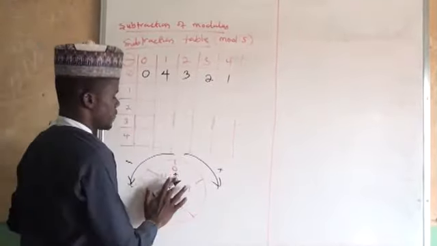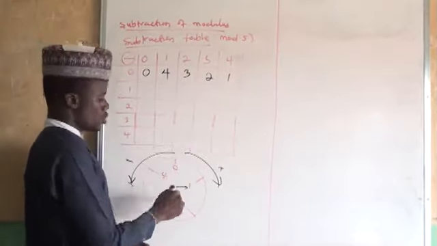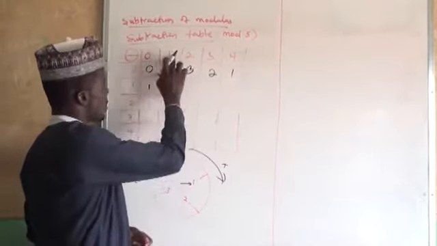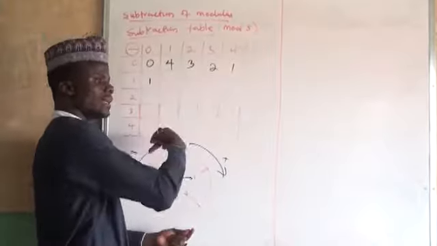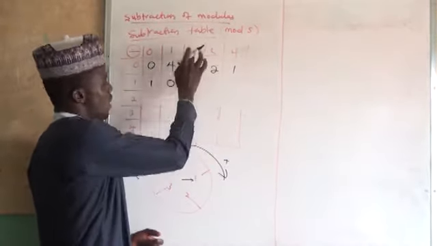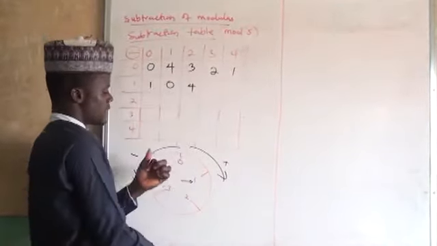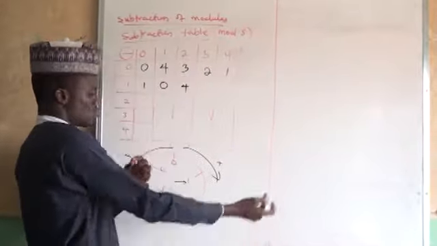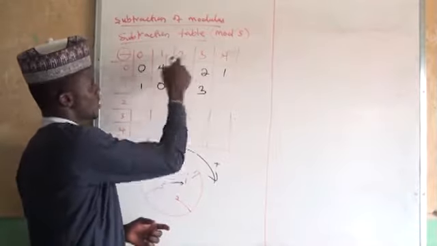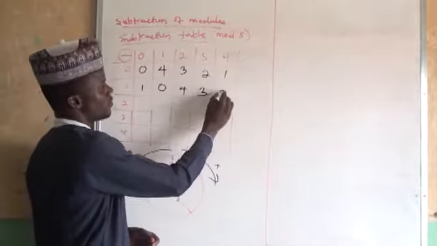Then the pointer is now going to be on 1. Then 1 minus 0 is to remain here. That is, we have 1. Then 1 minus 1, we have to count 1 anti-clockwise. Here we say 1, which is 0. Then 1 minus 2, we have to count 2 anti-clockwise. 1, 2. Here we have 4. And 1 minus 3, we have to count 3 anti-clockwise. 1, 2, 3. Here we have 3. Then 1 minus 4, we have to count 4 anti-clockwise. 1, 2, 3, 4. Here we have 2.